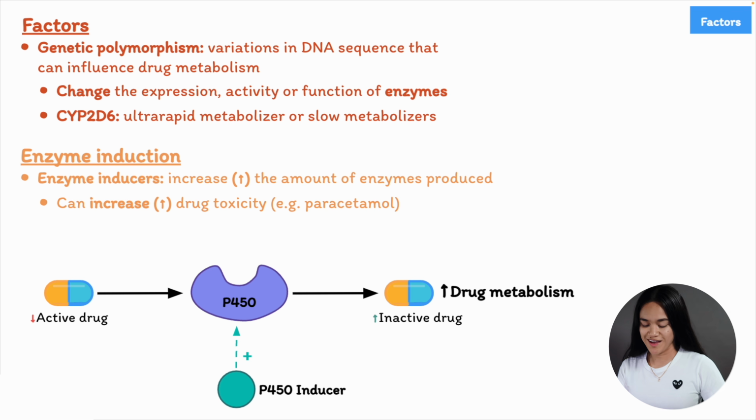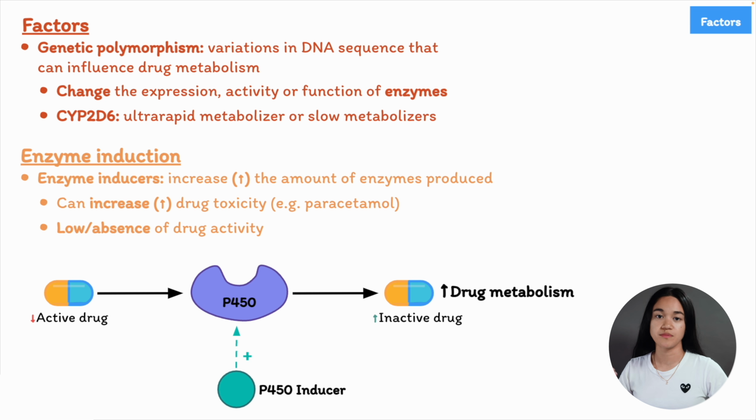Looking at my exceptional drawings here, the concentration of the active drug will decrease as we increase the P450 enzymes, thanks to enzyme inducers, which will increase the concentration of the inactive drug. So we're going to increase drug metabolism. For example, if we were to enhance the metabolism of paracetamol, this will lead to the formation of more toxic metabolites, which in turn increases its toxicity. Another consequence of inducing drug metabolism, which can result in either low or no drug activity, is that the drug may not function at all due to excessive metabolism in the body.